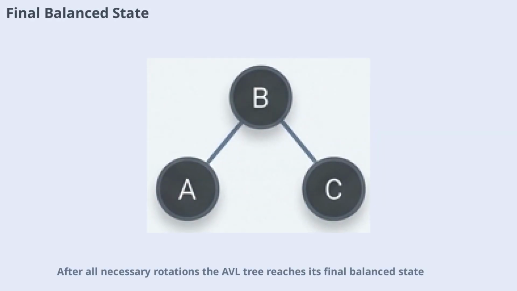After all necessary rotations, the AVL tree reaches its final balanced state. Every node satisfies the balance factor condition, and the tree is ready for efficient operations. This self-correcting behavior is what makes AVL trees a reliable choice for ordered, dynamic datasets.